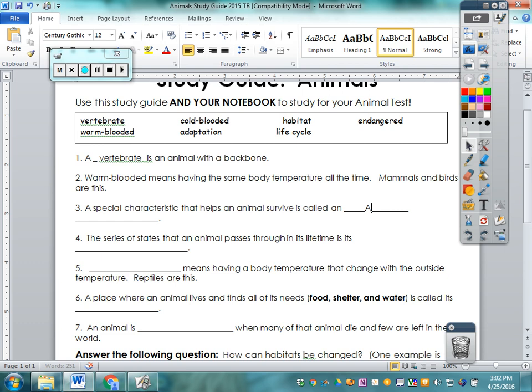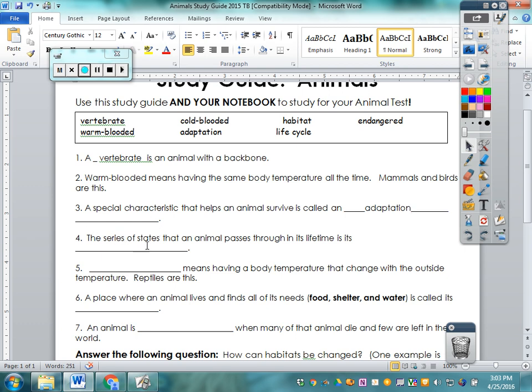An adaptation is something an animal has that helps it adapt to its environment. A characteristic, like a skunk has a smell, or a turtle has its shell, things that make it special, and it helps it to survive.